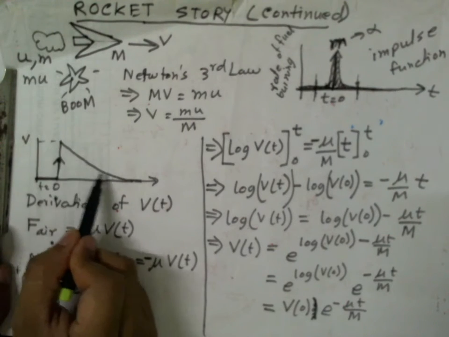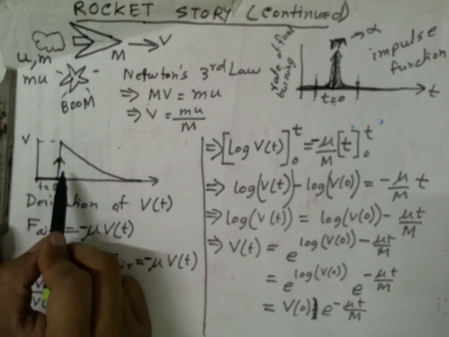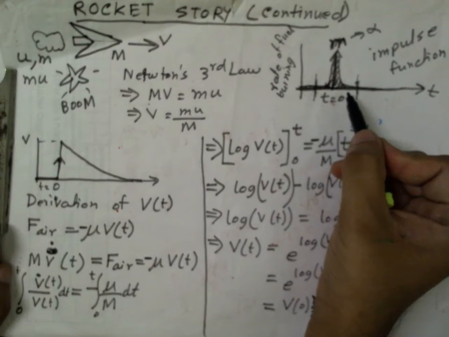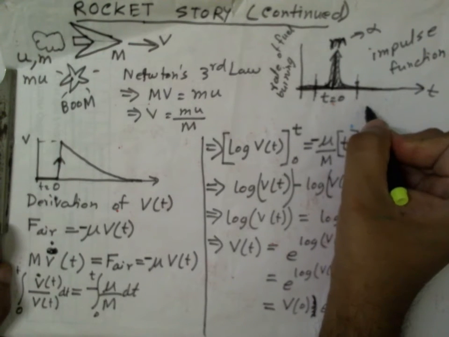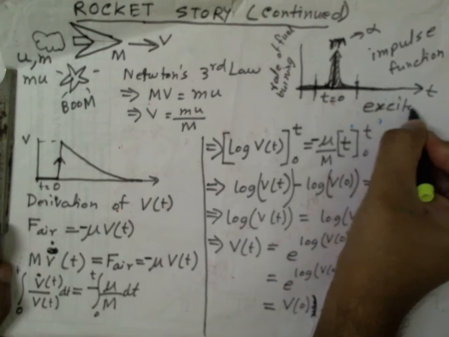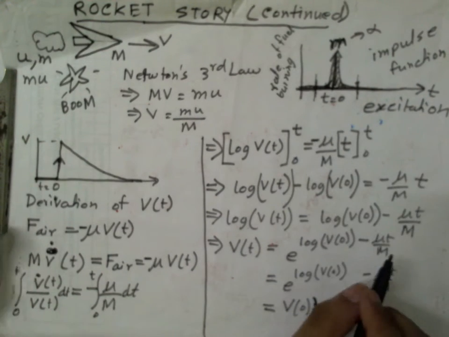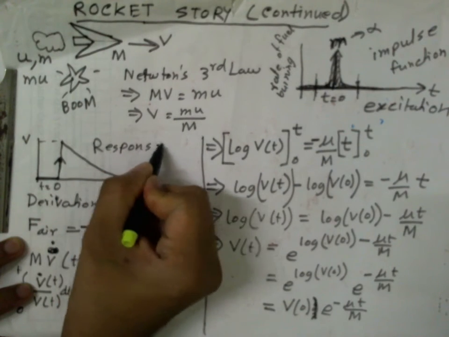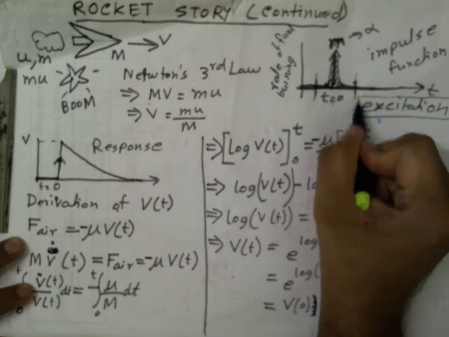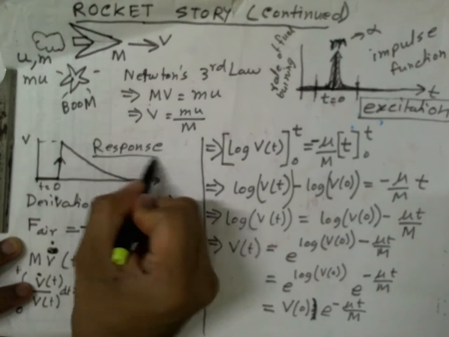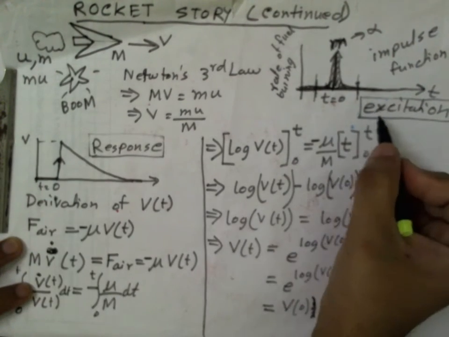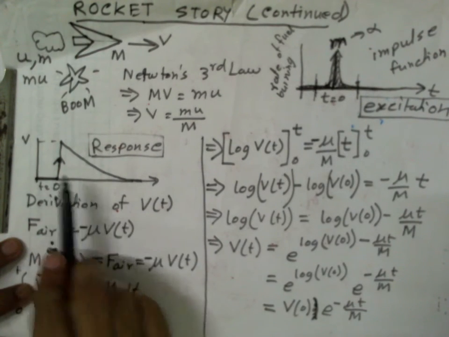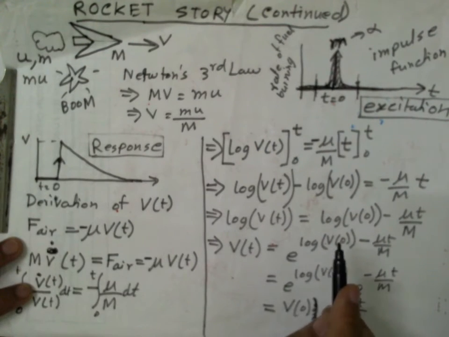this is how the velocity of the rocket changes. So this is t equal to 0. So this curve we can call it excitation, or the cause for the velocity, and this is the response. So this is the excitation caused to the rocket, and this is the response of the rocket. So excitation here is an impulse function, and the response is an exponentially decaying function.